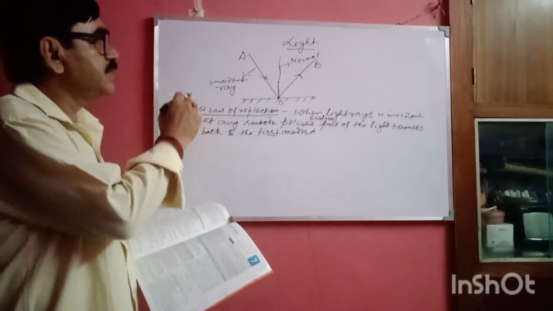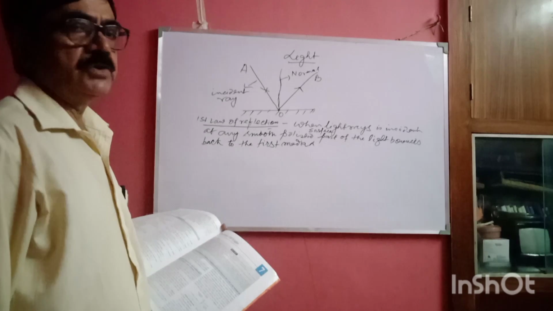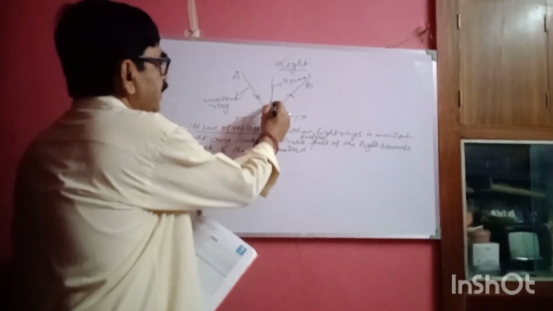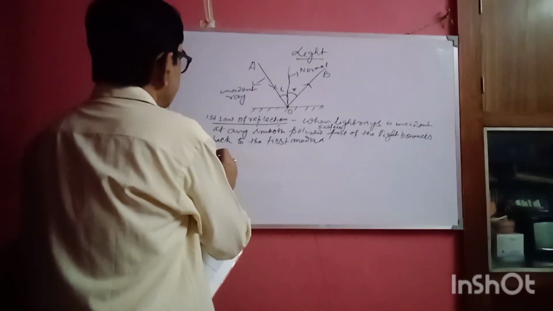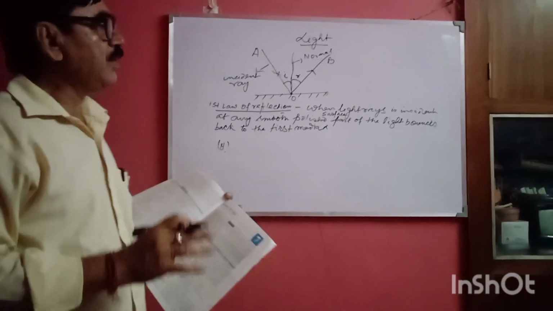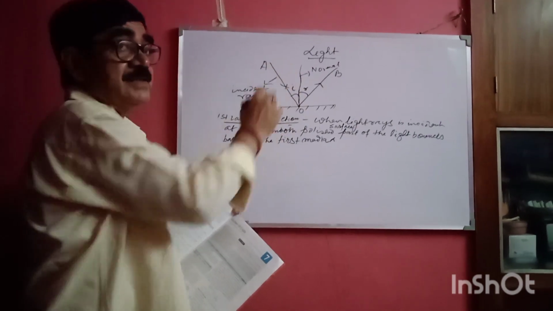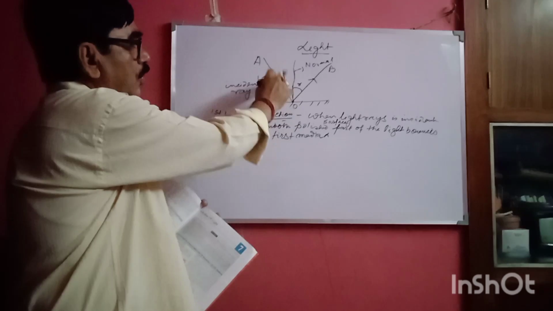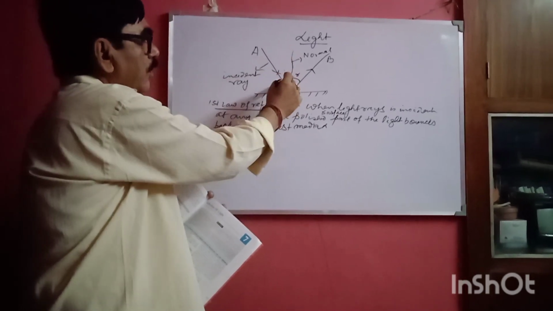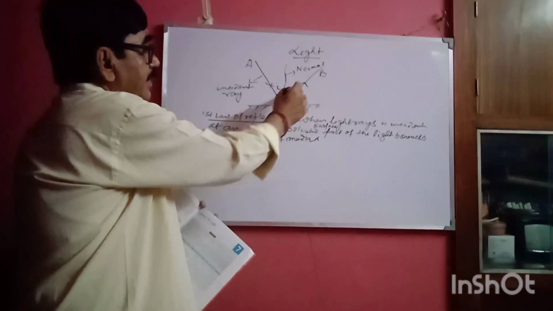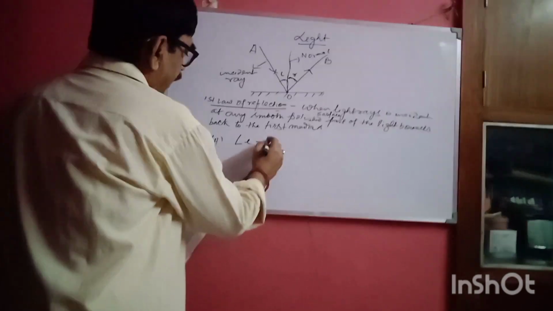Now I will discuss the second law. Second law of reflection: the angle of incidence is equal to the angle of reflection. It is denoted by I, and the angle of reflection is denoted by R. So the second law is that the angle of reflection is always equal to the angle of incidence. You should know how to measure the incident angle. The angle made by the incident ray and the normal is called the angle of incidence, and the angle formed by the reflected ray and the normal is called the angle of reflection. So angle I is equal to angle R.